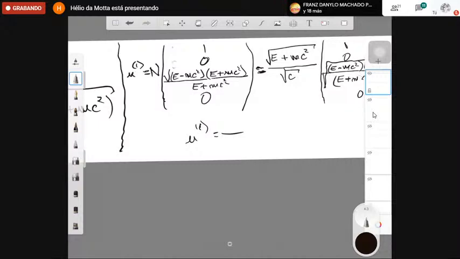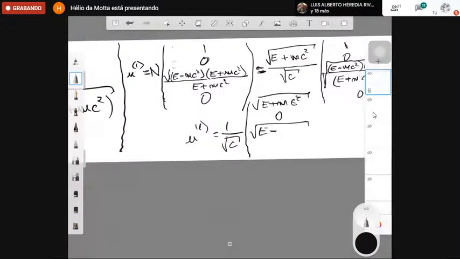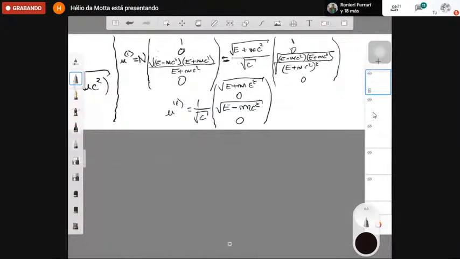So U1 over C, E plus MC squared, 0, E minus MC squared, and 0. Now, this is quite simple. This is not a big expression. Okay, now let's make it even simpler with another simplification.